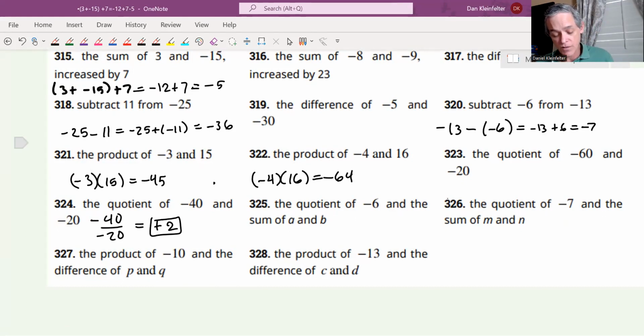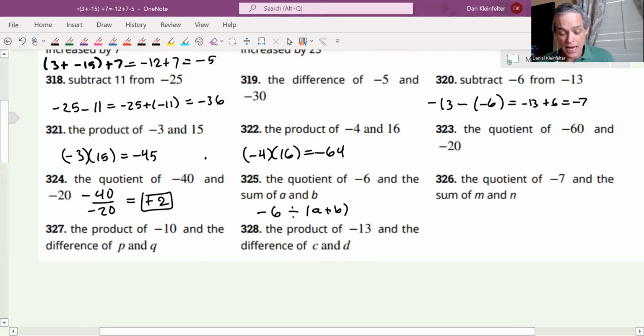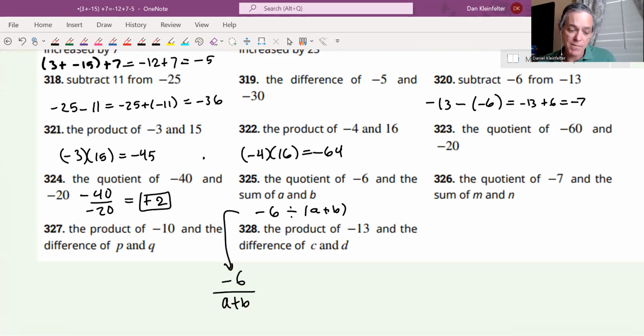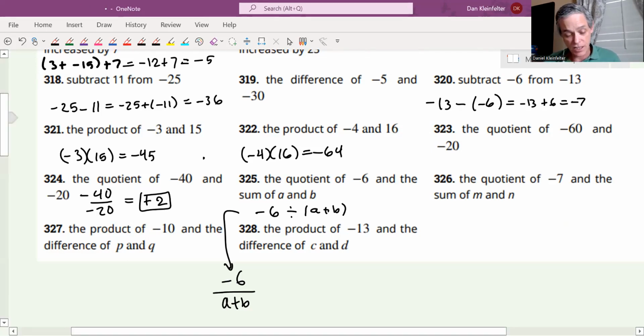Okay, this looks fun. There's 3 things in here. The quotient of negative 6 and the sum of A and B. So got to be careful with parentheses. Quotient means we're dividing 2 things. What are we dividing? We're dividing negative 6 and what else? The sum of A and B. So you can write it like that. You could also have written it as a fraction with the negative 6 on top and the A plus B in the bottom. That would have been just as good.